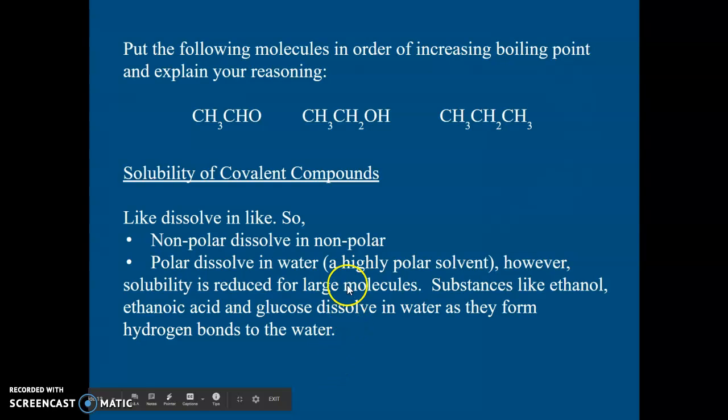And polar dissolves in polar is the rule of thumb, unless it's a particularly big molecule. So something like ethanol, which is polar, ethanoic acid, glucose, these all dissolve in water because they form hydrogen bonds to the water. Ammonia likewise, something like HCl, hydrogen chloride. That doesn't form hydrogen bonds with the water, but it's still a polar substance, so dissolves in water.